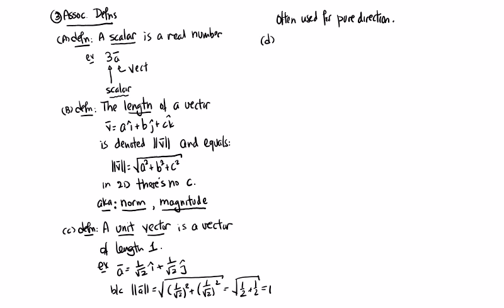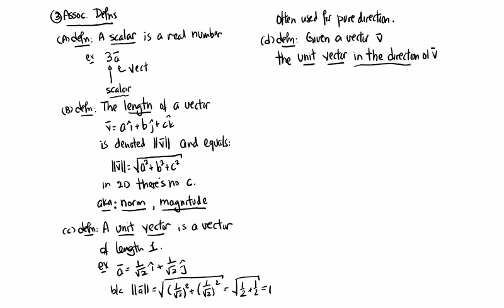So D. This is connected to C. Given a vector, let's say V, we have this phrase, the unit vector in the direction of V. This is the vector V divided by the magnitude of V. Or if you prefer, 1 over the magnitude of V times V.